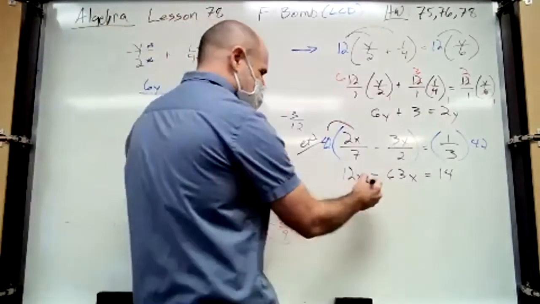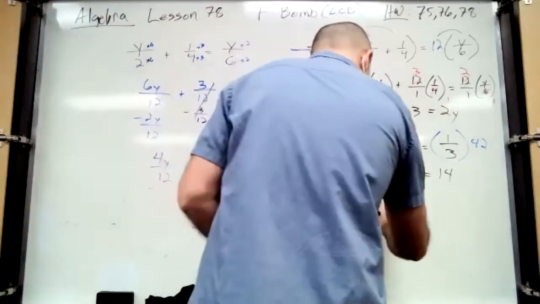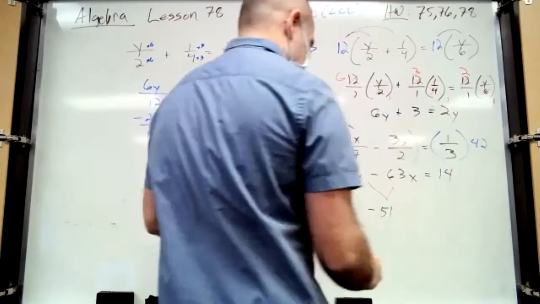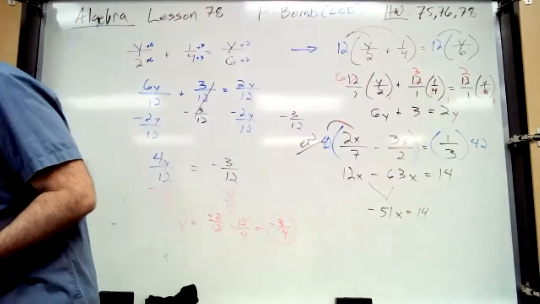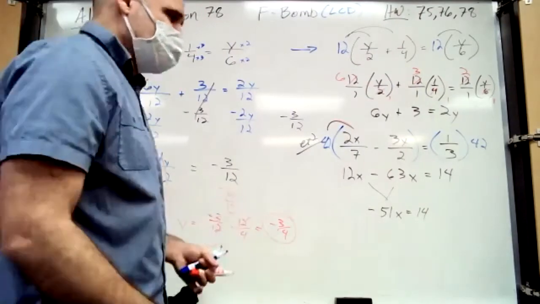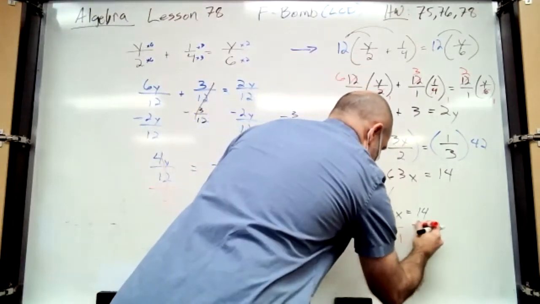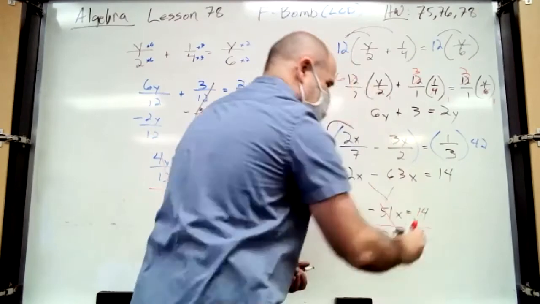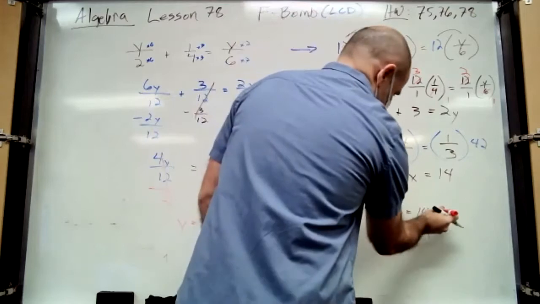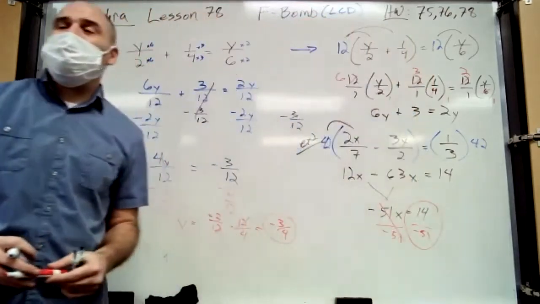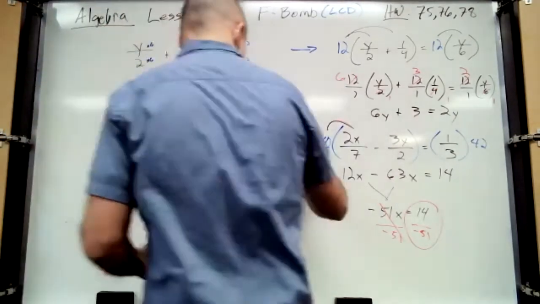Okay, so combine like terms. These are both like terms. So subtract 12 minus 63 and you get negative 51x equals 14. So now divide by negative 51. Nothing goes into both of those, so you're done. It's better to have the negative on top, but this is okay. 14 over negative 51. That's your answer. Check.